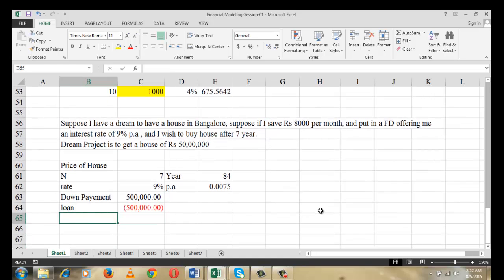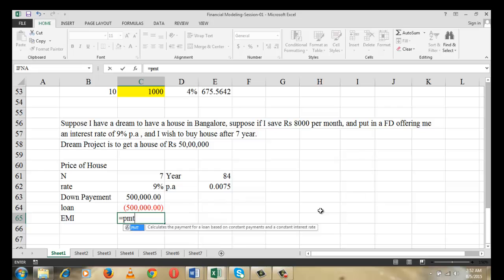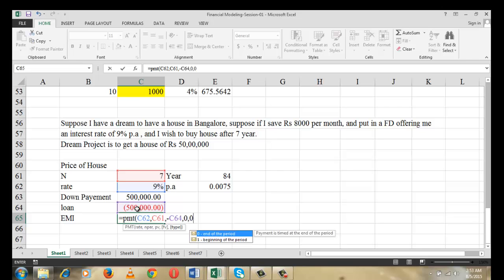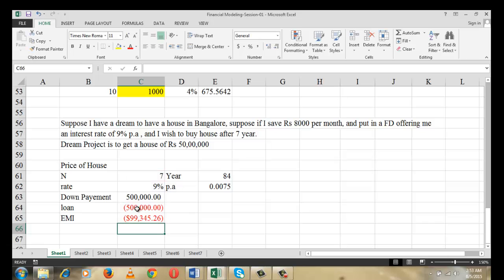Now if you want to calculate the PMT or annuity or EMI, by using the PMT formula, the rate would be 9%, and NPER would be 7. Then PV is the present value of the loan, which would be this figure, FV is 0, type is 0, close bracket, enter. You got this EMI figure, but you are ready to pay only 8,500 rupees.